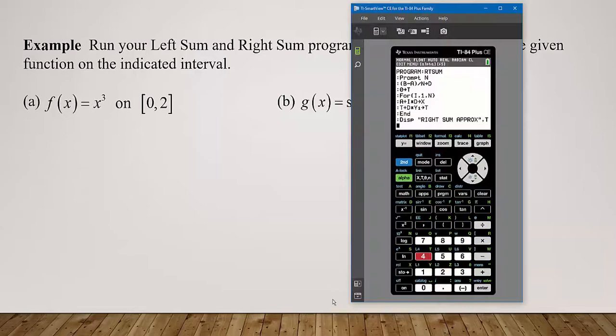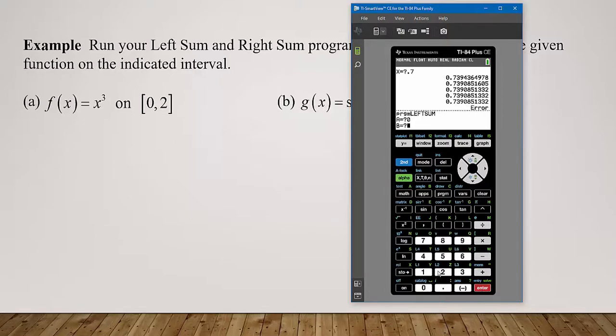Let me get my calculator back up. Okay, so to make the left sum and right sum program run, let me clear this. I need to get into y1, the function I'm looking at. Well, the function is x cubed. So now I'm going to run the left sum program. And the first thing it asks for is a. Well, that's the left endpoint of the closed interval. That's 0. Then it asks me, what is b?